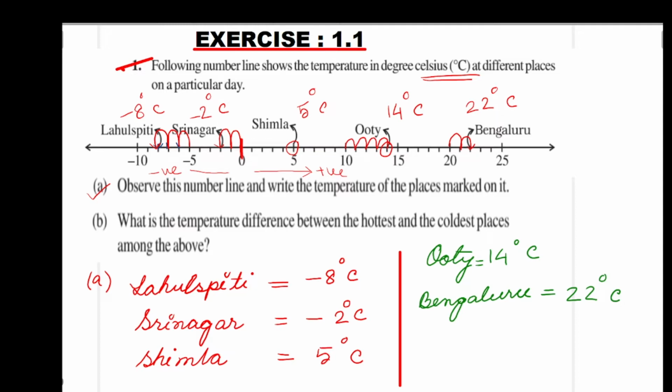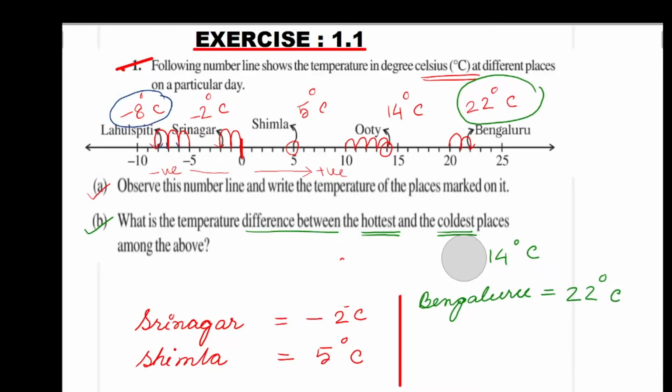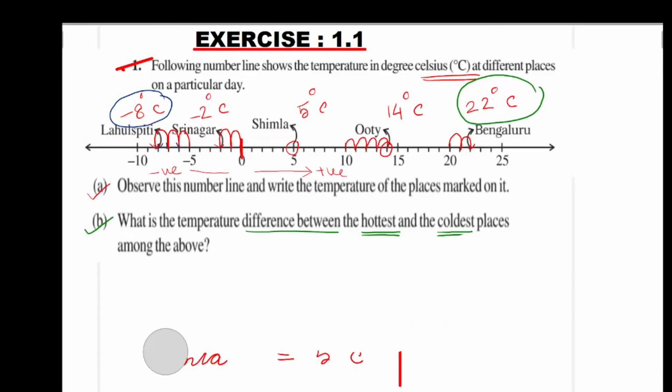Now, what is given in question B? What is the temperature difference between the hottest and the coldest place? The hottest is Bengaluru and the coldest is Lahul Spiti. For that I have to rub the answer of question A. You just pause the video and write it down. Now you have to write for question B like this.